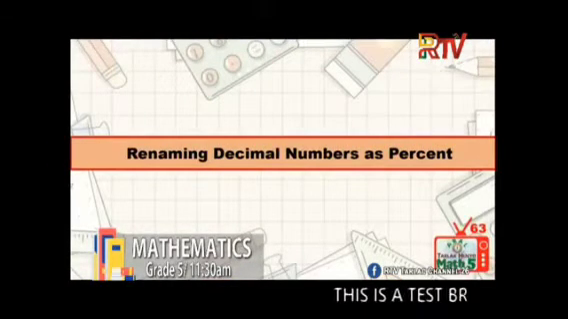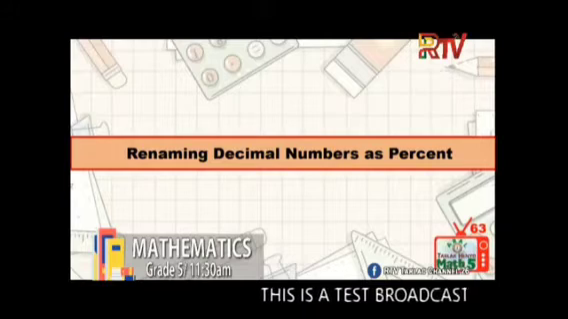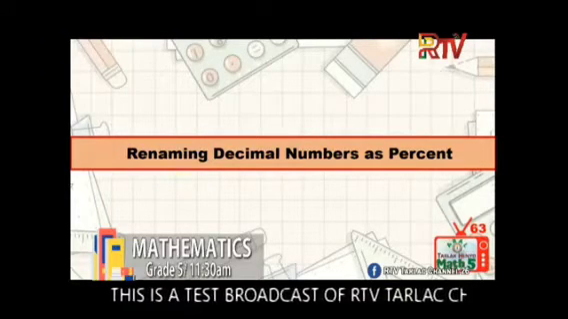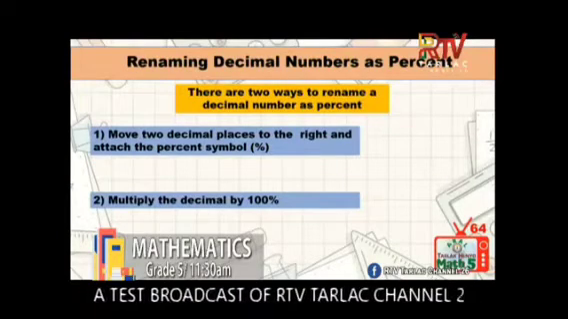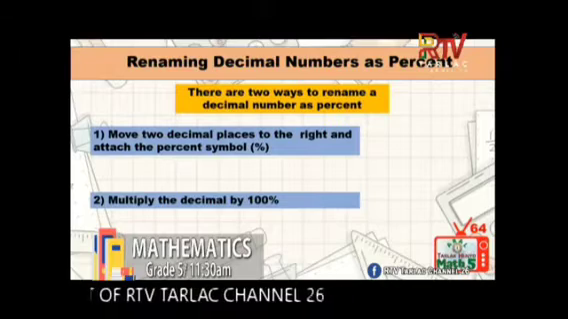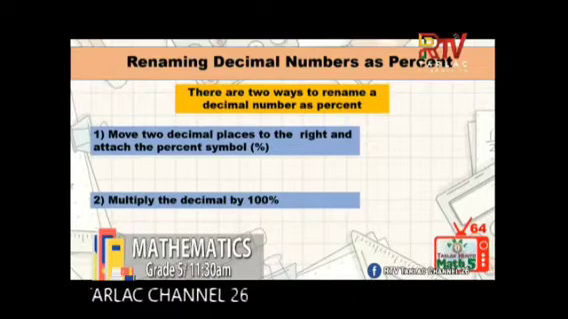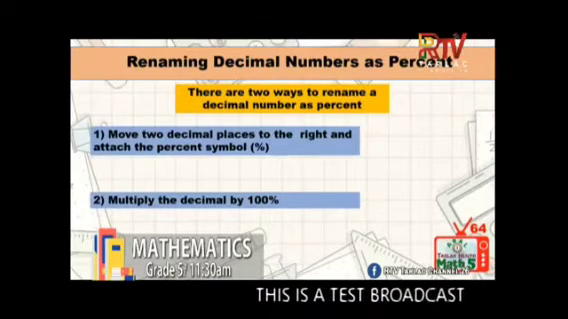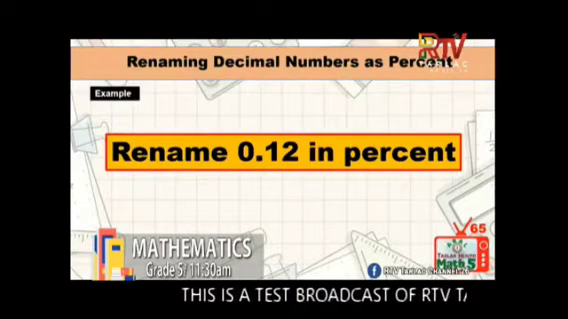How would you rename decimal numbers to percent? Very good. We can rename decimal numbers to percent by, number 1, move 2 decimal places to the right and attach the percent symbol, or number 2, multiply it by 100%. Let's try renaming 0.12 in percent notation.